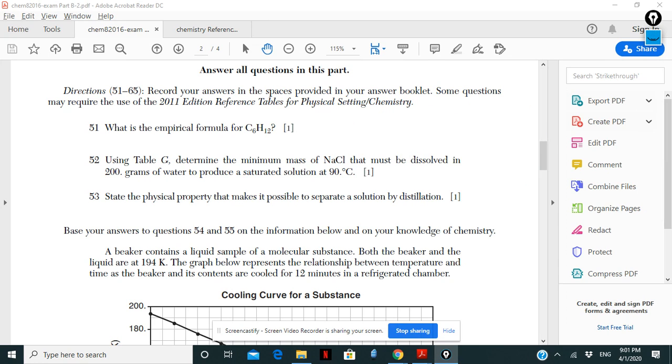In the second part, he's directing you to table G. Determine the minimum mass of sodium chloride that will be dissolved in 200 grams of water to produce a saturated solution at 90 Celsius degrees. So I have to be aware of the temperature. Temperature is 90 Celsius and it's 200 grams of water.